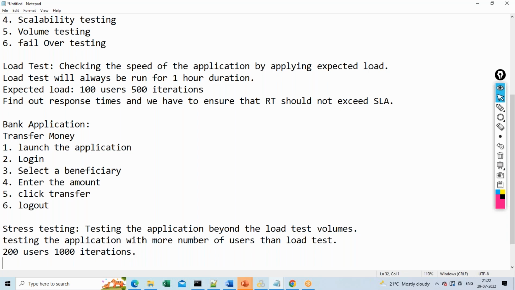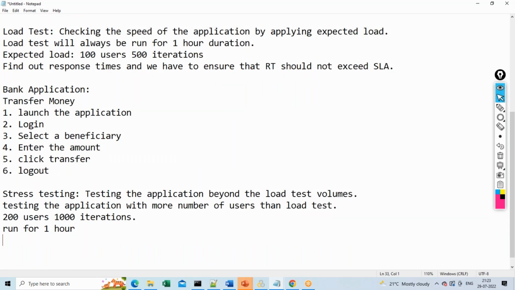And why are we stressing the application? To verify how the application is responding with more number of users than the load test. Why are we doing a stress test, guys? Just to verify how the application is responding with more number of users than the load test. And stress test, minimum you can run it for 1 hour. Stress testing you can run for 1 hour.